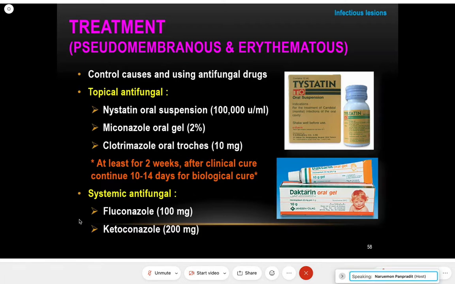However, some patients cannot use the drug as we prescribe. We need 4 times a day, but maybe they use it 1 or 2 times a day. After 2 weeks, maybe it just reduces the redness, but there is still a red area, or the white plaque reduces but does not disappear 100%. It just shows improvement, not clinical cure. So what should you do?